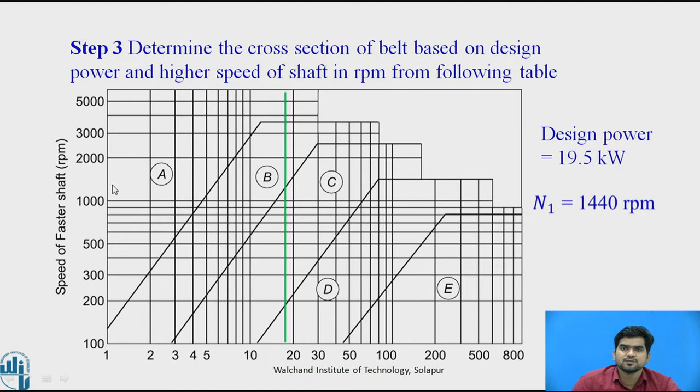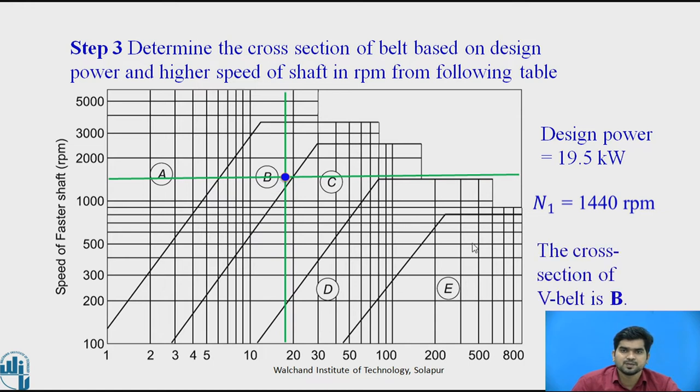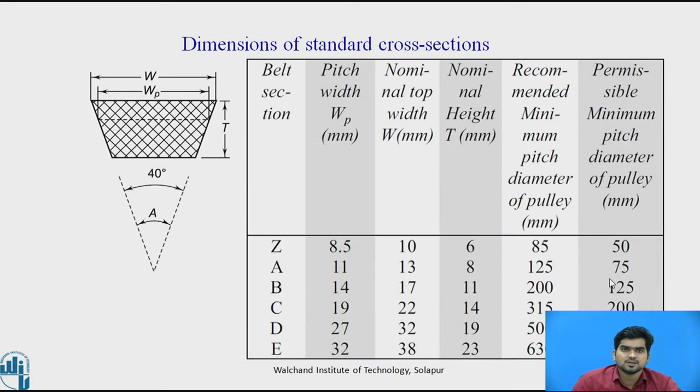The speed of the faster pulley is 1440 rpm. I have drawn the line, and it intersects at this junction. So we have to use the B cross section belt, which ranges from this line. So I have selected the cross section of the belt as B type. So the cross section of the V belt is B type. In the next step, the dimensions of the standard cross section belt, which we have chosen as B belt.